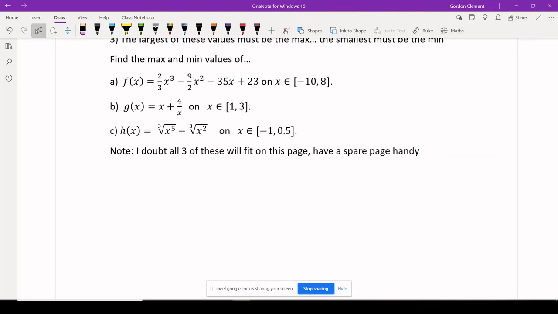So for the first one, just interpreting the question, we're going to find the max and min values of this cubic, and then on the interval x from -10 to 8. Have you seen this type of interval notation with the brackets before? Is that something Marshallin does?